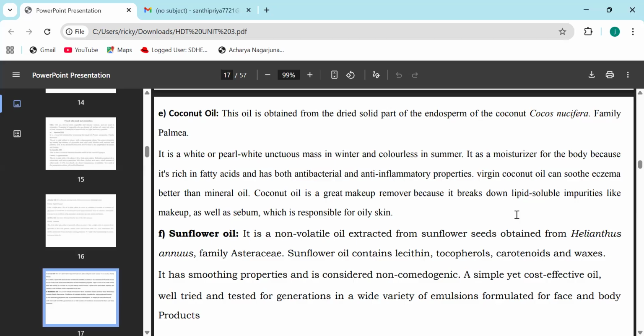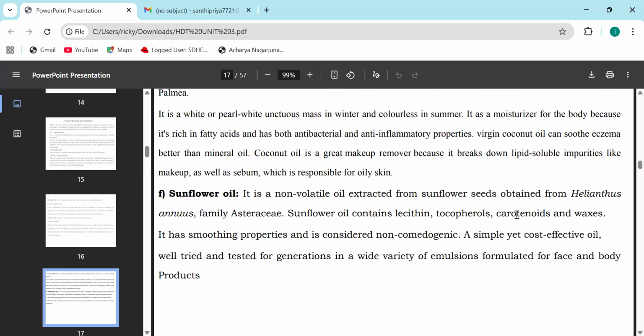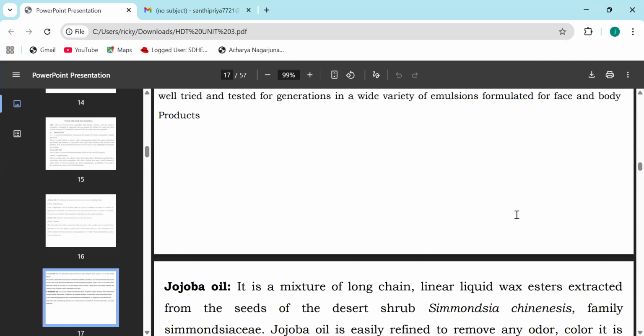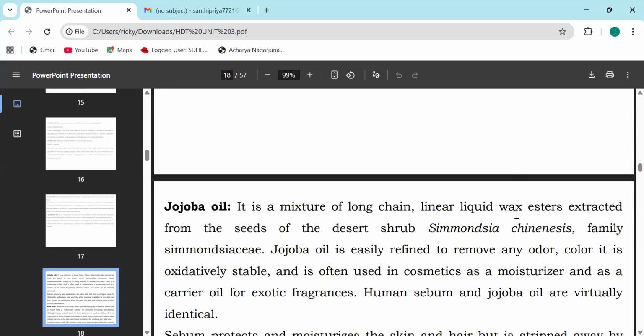And next, coming up to sunflower oil. It is a non-volatile oil extracted from sunflower seeds, obtained from Helianthus annuus. It belongs to the family Asteraceae. Sunflower oil contains lecithin, tocopherols, carotenoids, and waxes. It has smoothing properties and is considered non-comedogenic. It is a simple and cost-effective oil, well tried and tested for generations, with a wide variety of emulsions formulated for face and body products. Sunflower oil can also be used for cooking purposes. And next one, jojoba oil.